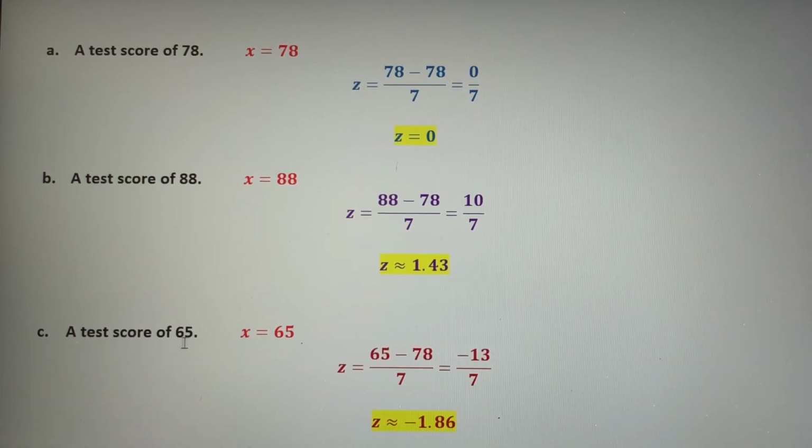So notice, if a score is below the mean, your z-score is going to be negative. If your score is above the mean, your z-score is going to be positive. And if your test score is equal to the mean, your z-score is going to be 0. So that's how you use the formula to calculate z-scores.